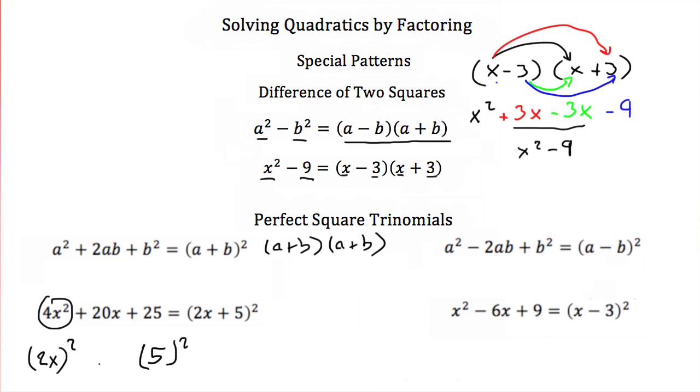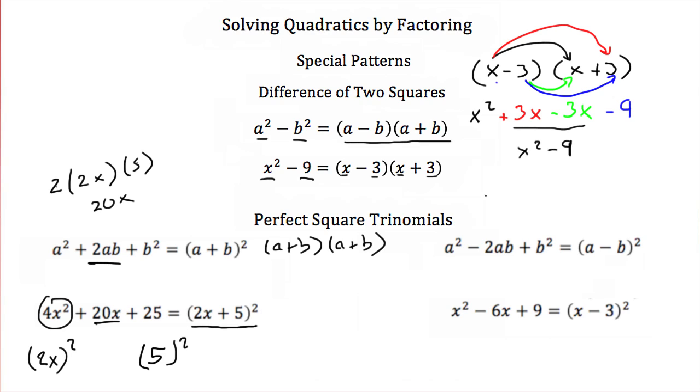So if this is a 2x squared and a 5 squared, and we were to plug that in for a and b, we'd have 2 times 2x times 5. 2 times 2 is 4, times 5 would be 20x, which is what we have here. So if you can see a pattern like this, you can just go ahead right away and factor it into a 2x plus 5 squared.